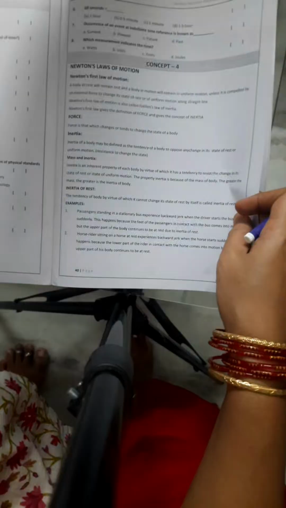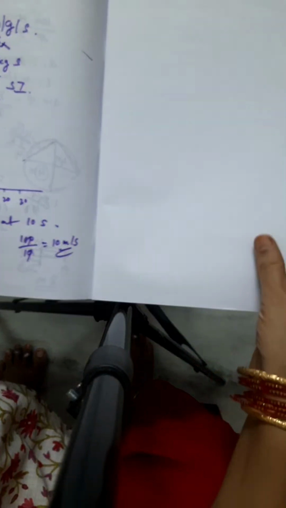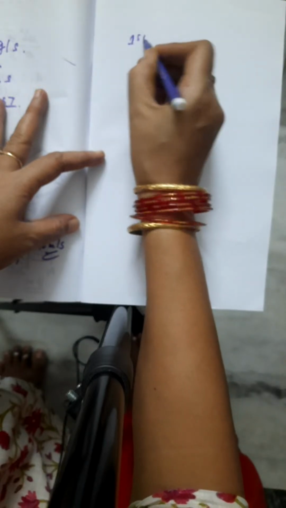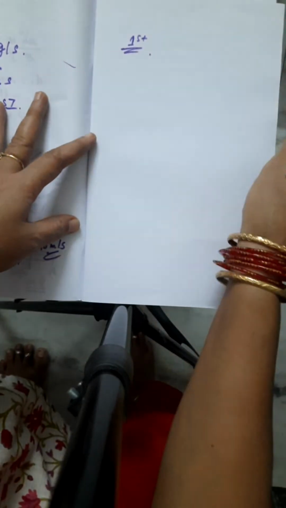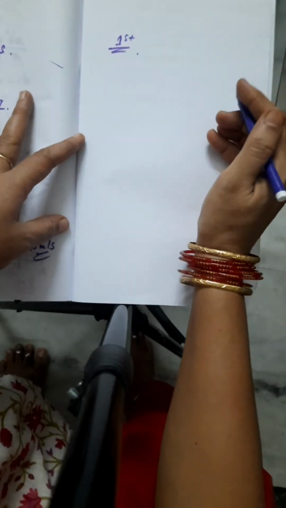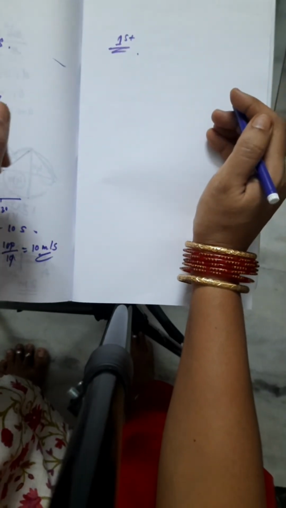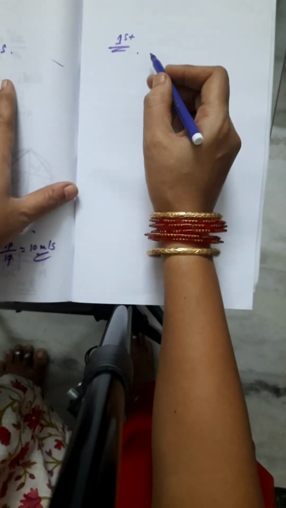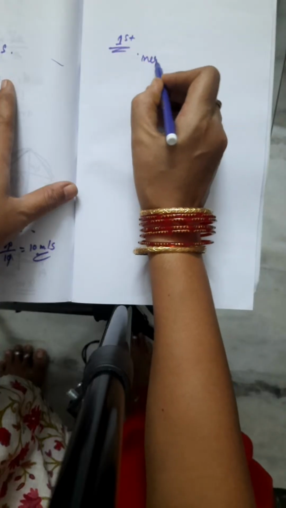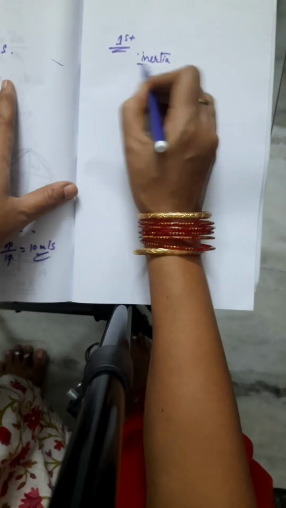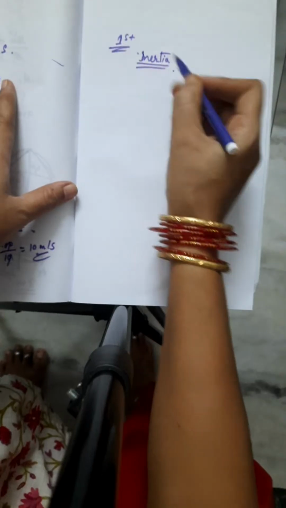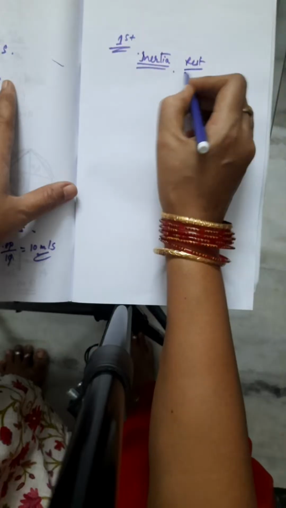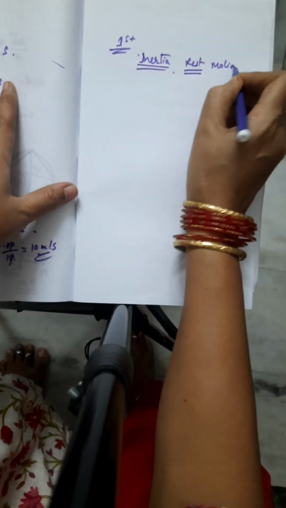Now the next important topic is laws of motion. In laws of motion, what do we come across? There are 3 laws. What does Newton's first law say? Newton's first law states that if an object is at rest, it will stay at rest. If it is in motion, it will stay in motion. From there we get the definition of inertia. What is inertia? Inertia is a property which makes the object continue its state. If it is at rest, it stays at rest. If it is in motion, it stays in motion.